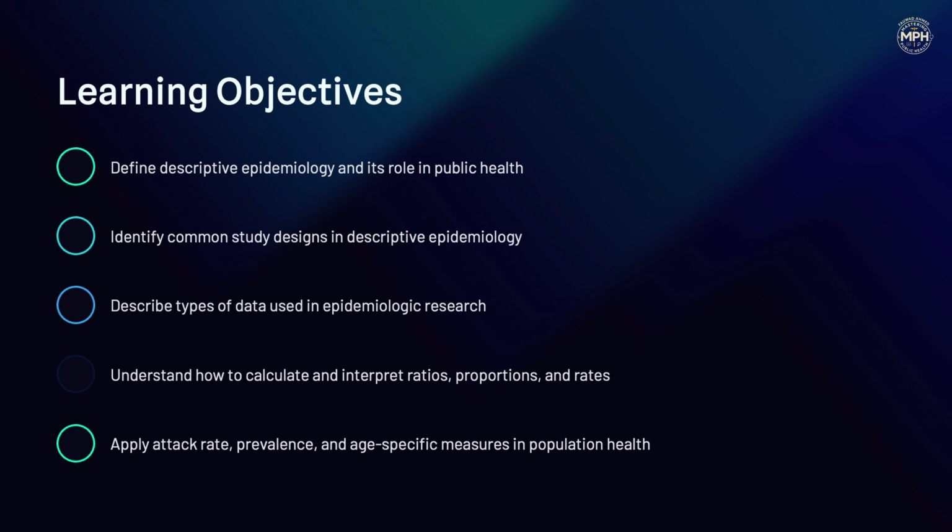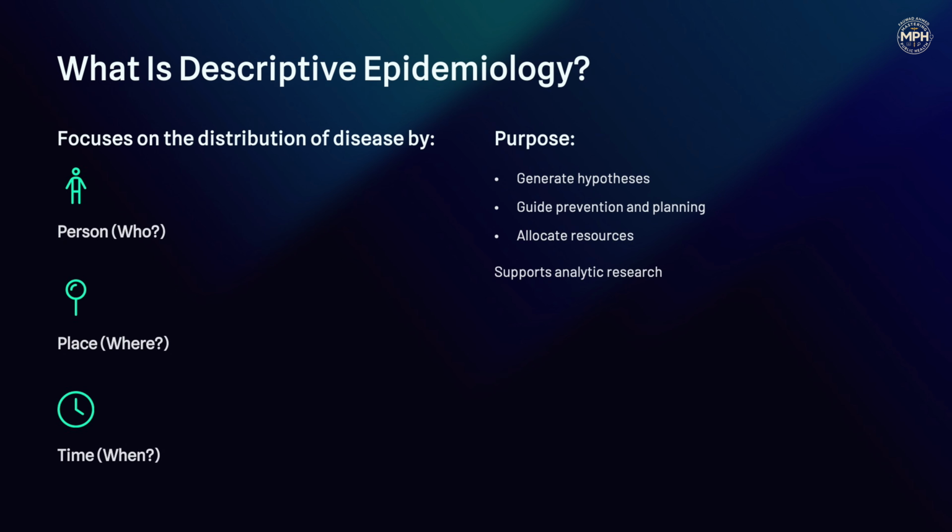Let's begin by defining what descriptive epidemiology is and why it's foundational to public health. What is descriptive epidemiology? Descriptive epidemiology is the branch of epidemiology that focuses on describing the distribution of disease by person, place, and time. This type of epidemiology answers: who is affected? Where is it happening? When did it occur?